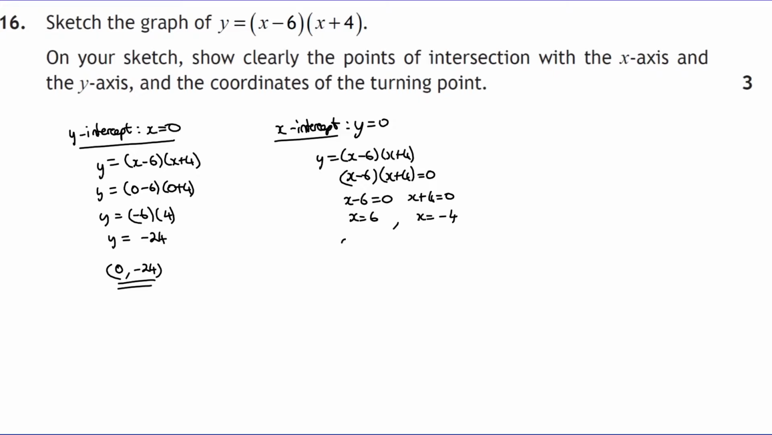If we want to write them as coordinates, it's 6, 0. Remember, the y coordinate is 0 for these ones, and negative 4, 0. So that's just got our x-intercepts or our roots. Now, the turning point links in with the x-intercept. So the turning point is always halfway between the roots.